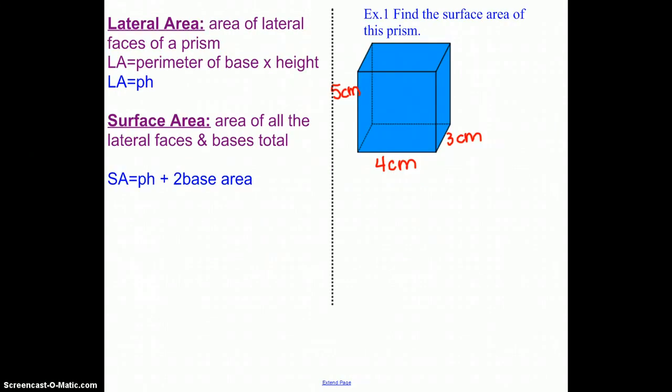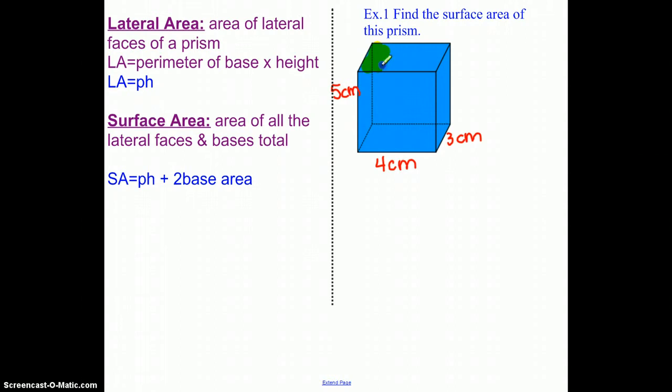Now, lateral area is the area of all of the sides. To find that, I take the perimeter of my base and multiply it by its height. Pretty straightforward. Now to find surface area, I have to use the area of all those sides plus the area of the two bases.